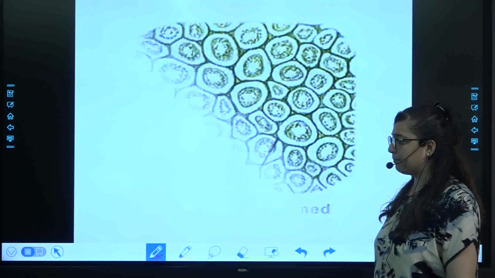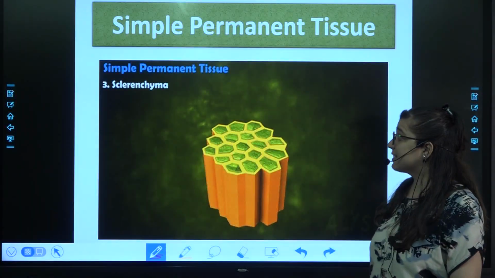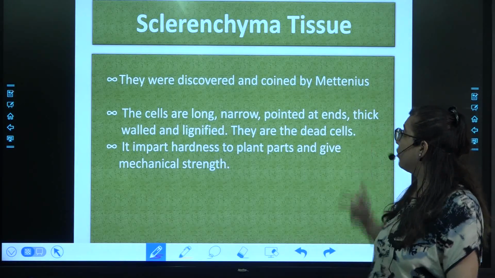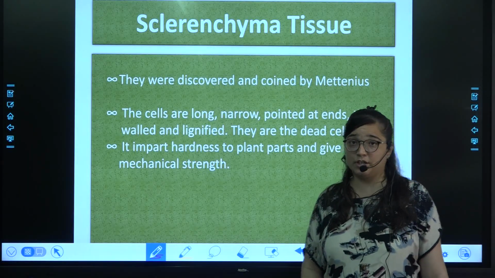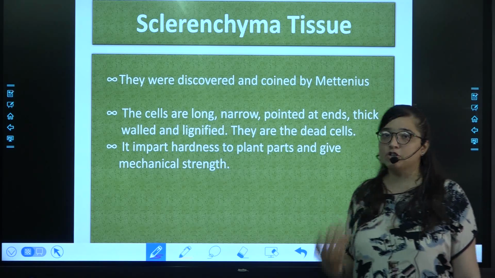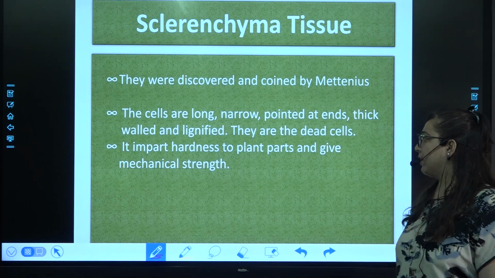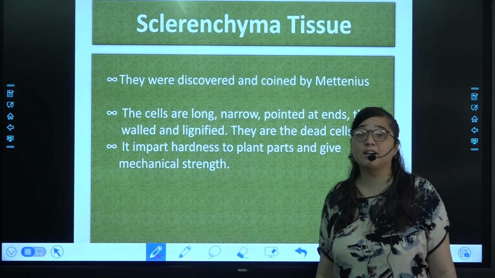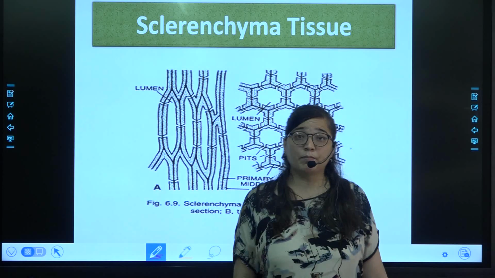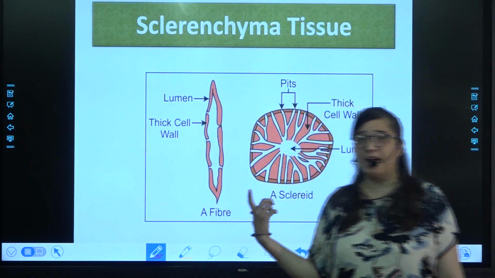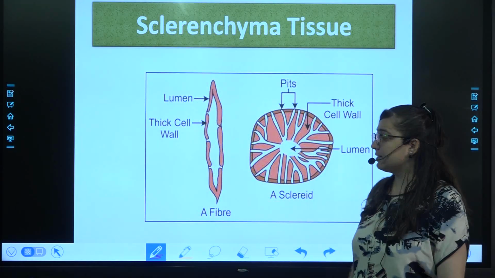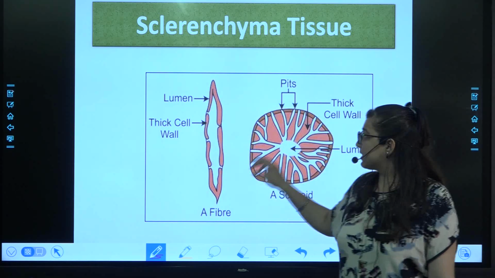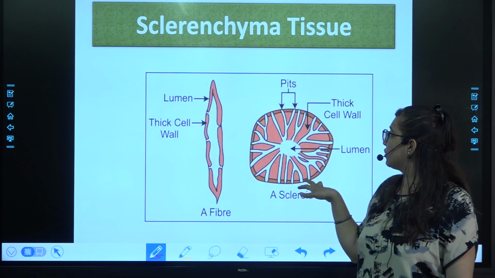Coming to the next particular part, sclerenchyma. They have thick cell walls. No need to remember who had discovered it, because it's not going to come in your exam. It is just for information. Moreover, the side walls are lignified. They are occurring in two parts, that is fibers and sclerites. You can have a look at it, the fiber and sclerite. The lumen, you can see how it is. It is containing the pits also.